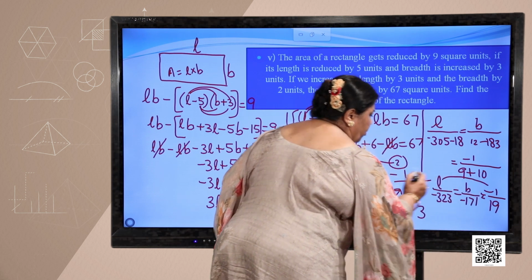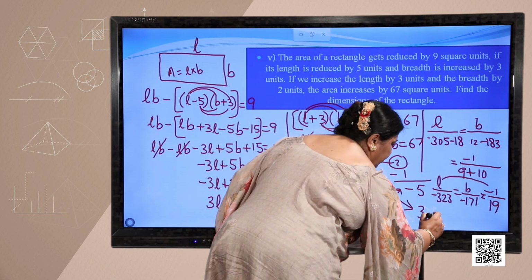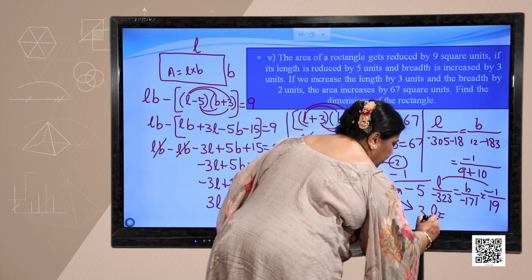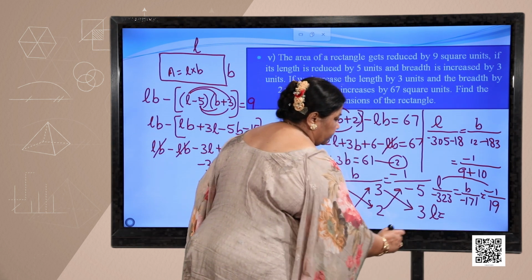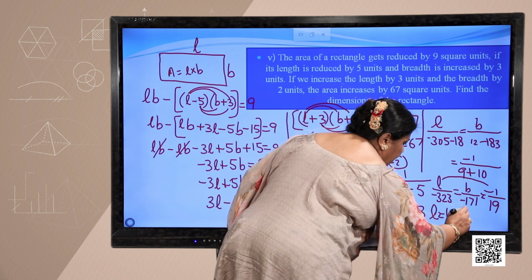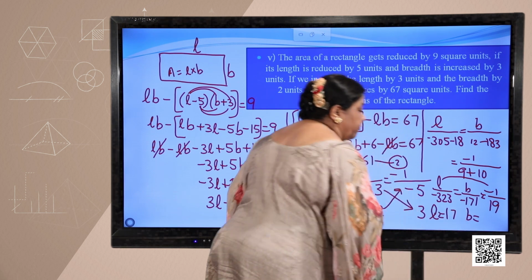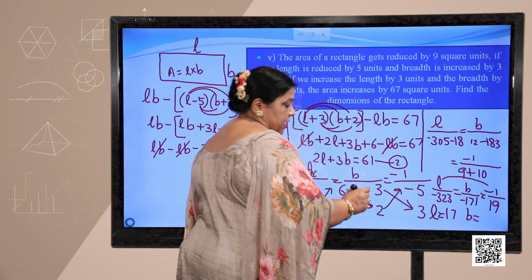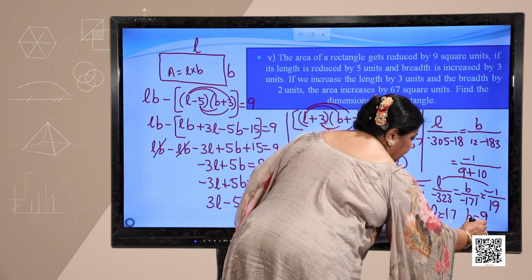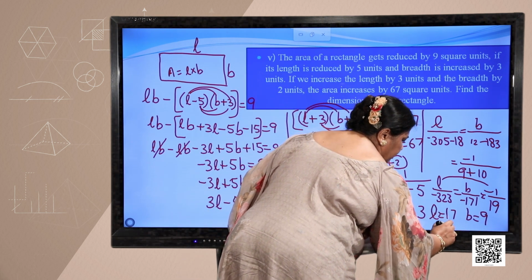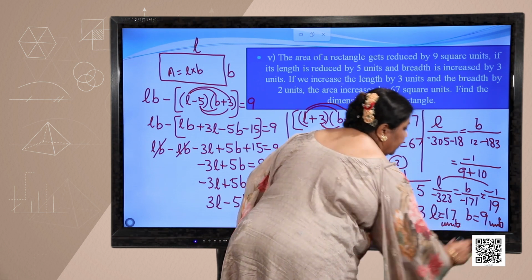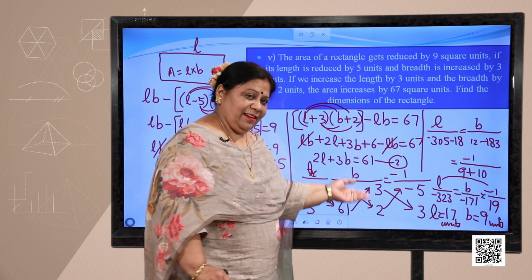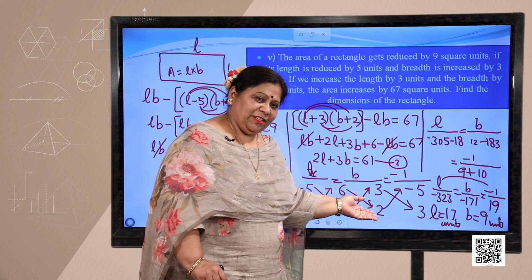Now, if I solve for L, I will get 323 upon 19, that gives me 17, and breadth is 171 divided by 19, that is 9. So, length is 17 units and breadth is 9 units. These are the dimensions of the rectangle. I hope you have understood this.